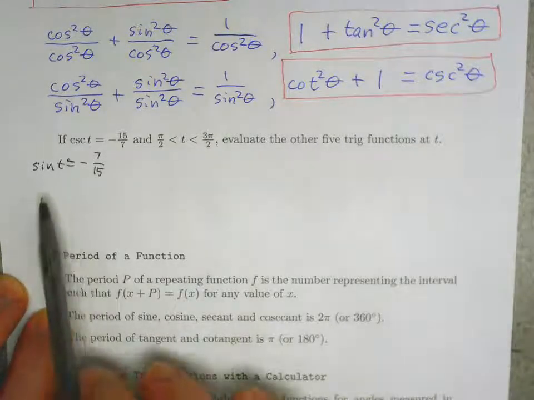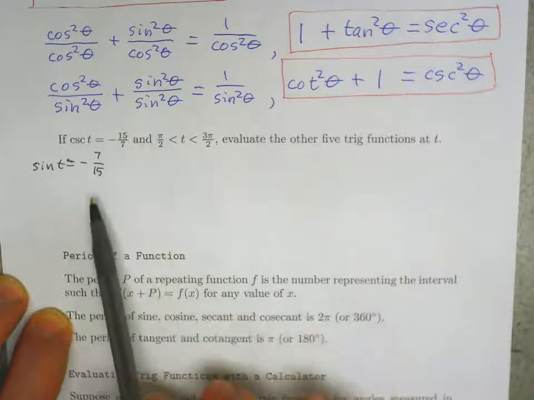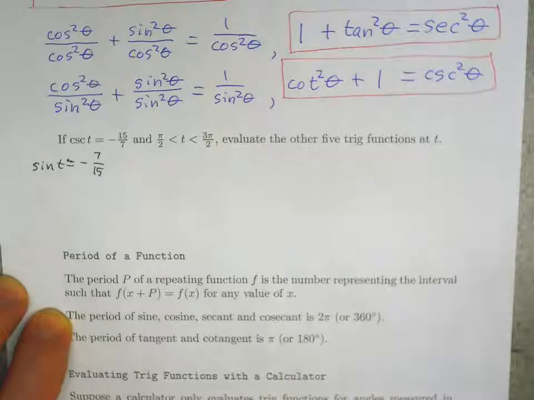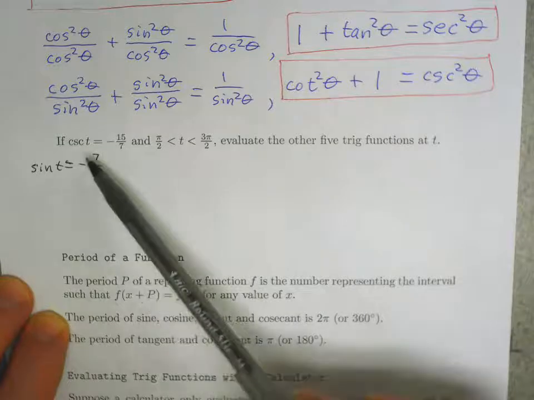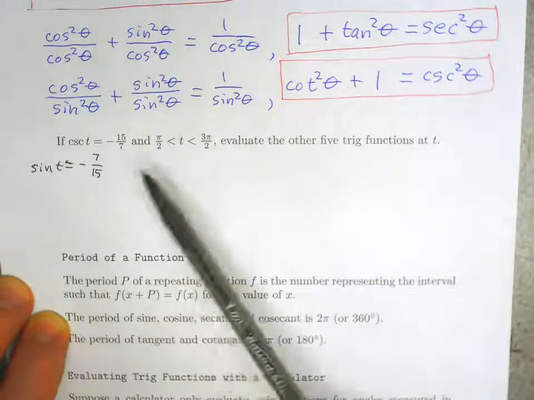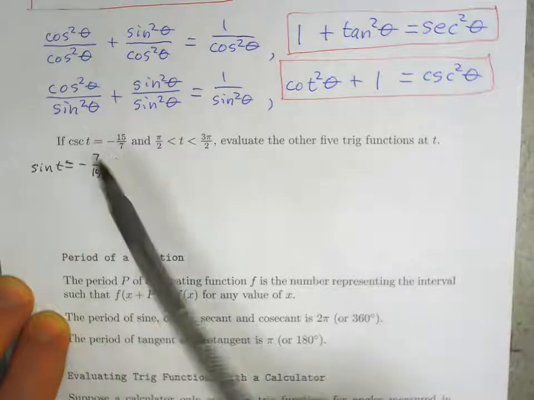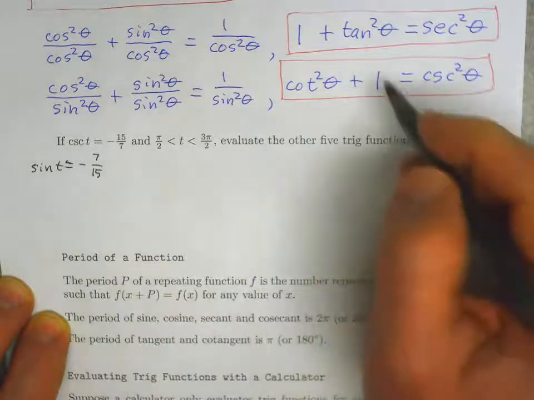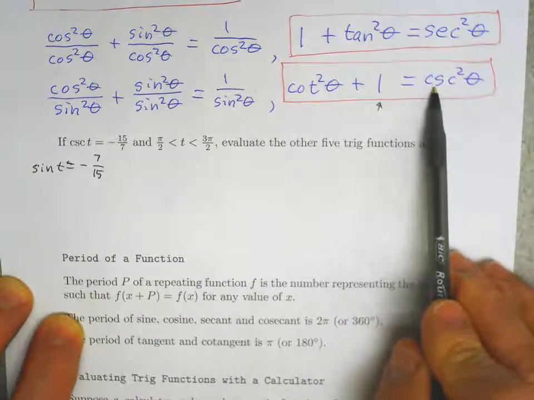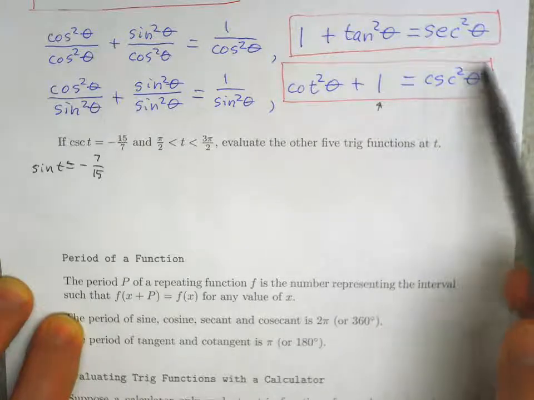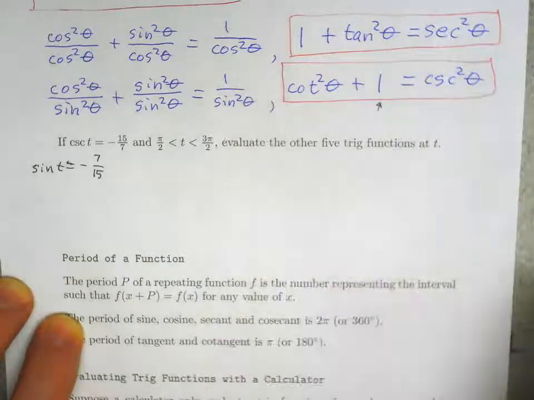Okay, so how are we going to find the other 4? We have 2 of the trig values. Now we need to find the other 4. Well, we can use a Pythagorean identity. If we want to work with cosecant of t equals negative 15 over 7, then we can use this Pythagorean identity and replace cosecant of t with negative 15 over 7, and then do the arithmetic.